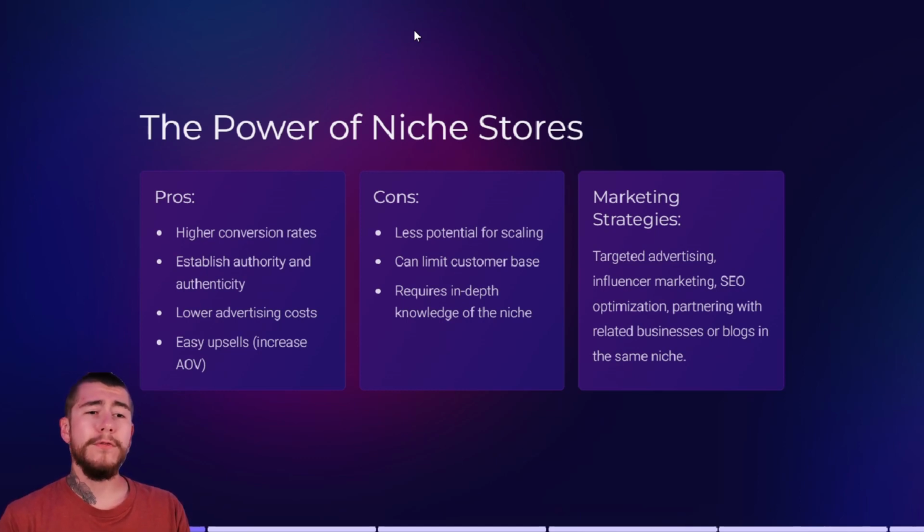If you guys are starting off with a niche store, some popular marketing strategies are targeted advertising like interest targeting on Facebook ads or TikTok ads, influencer marketing on any platform, SEO or search engine optimization, partnering with related businesses or blogs within your niche, or anything that's similar.